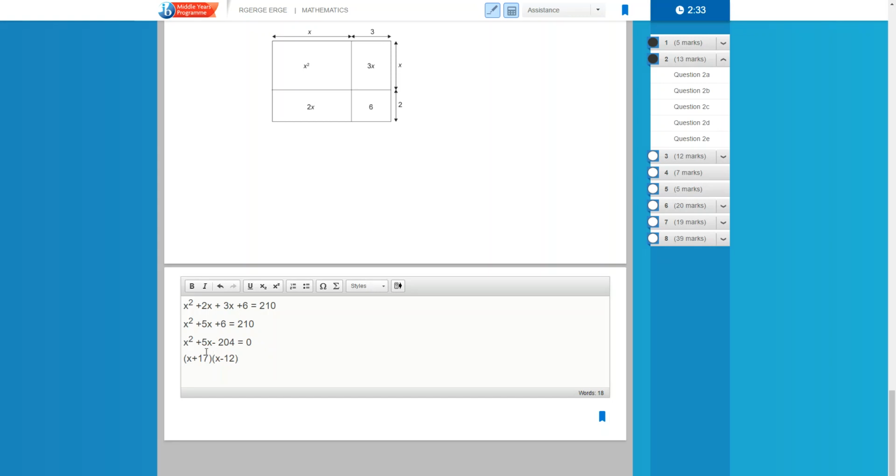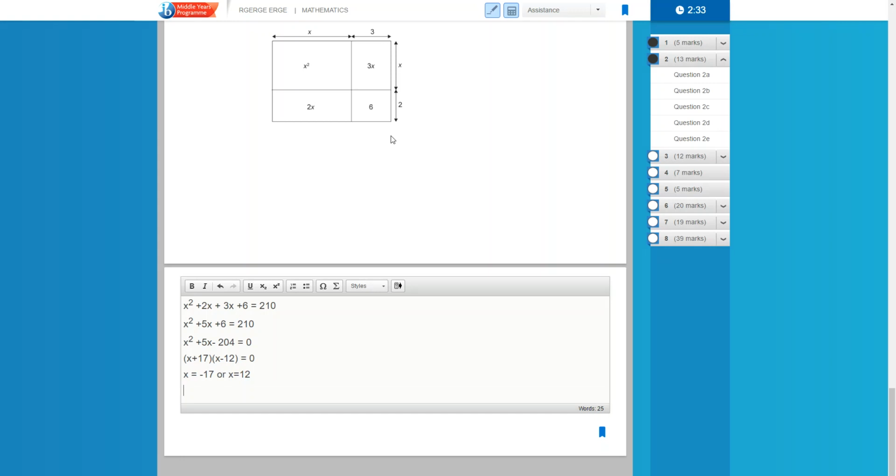Take away 12 is 5. 17 times negative 12 is 204. So it means x is equal to negative 17, or x is equal to 12. And these are lengths, so x can't be equal to negative 17. So x must be equal to 12, as it cannot be negative.